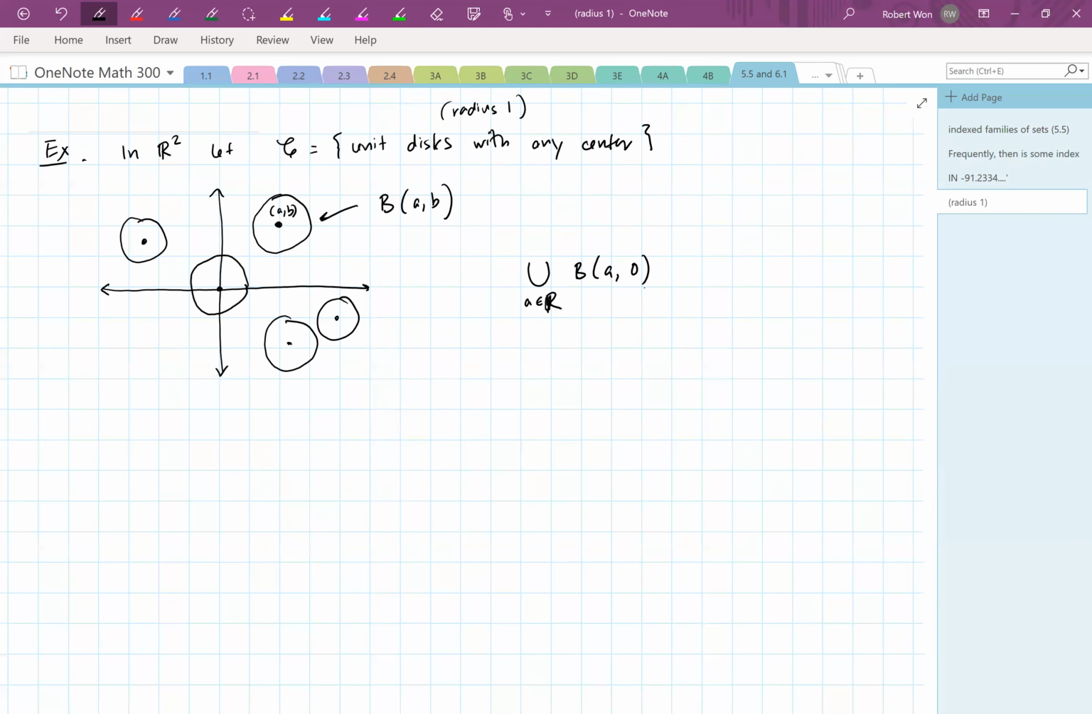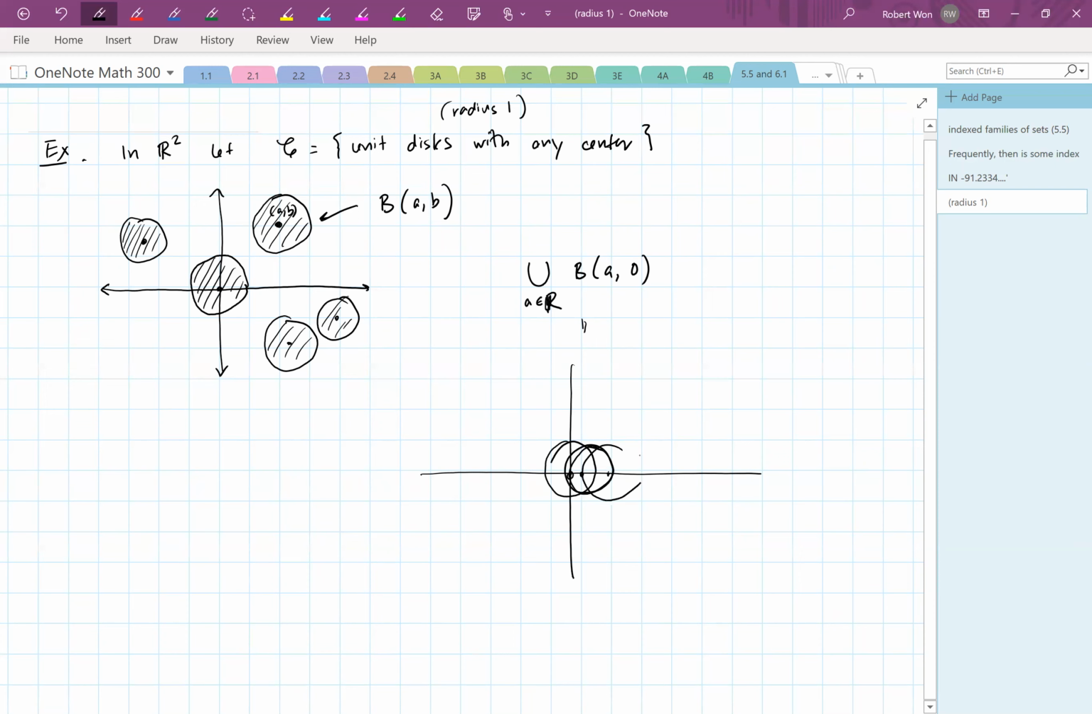Well, what I'm taking is the union of all of the unit disks. By the way, by unit disk, I mean these things are all filled in, so I'm counting all the points in the interior. Here I'm taking the union where the center of my disk has a y coordinate of 0. So this union, what does it look like? Here (0, 0), that's one of my disks. Also (0.5, 0), that's one of my disks. Like (1, 0), that's one of my disks. This union takes into account all of these disks.